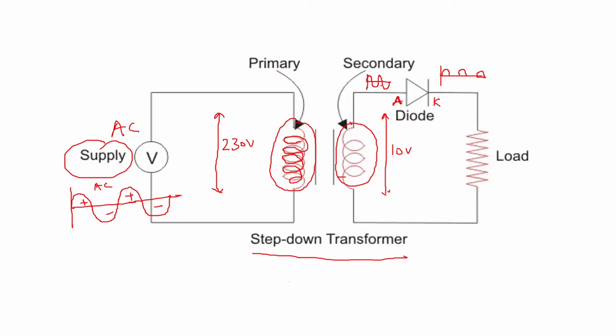Okay, so whenever the input is a positive half cycle, you will get output. Whenever the input is a negative half cycle, there is no output. So output is only for positive half cycles, and the output is only unidirectional. That output you can pass through this load, and you can take the output voltage across the load resistor. Okay, this is how the half-wave rectifier circuit is going to work.